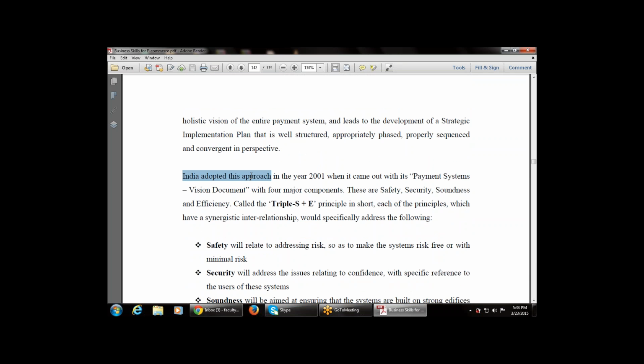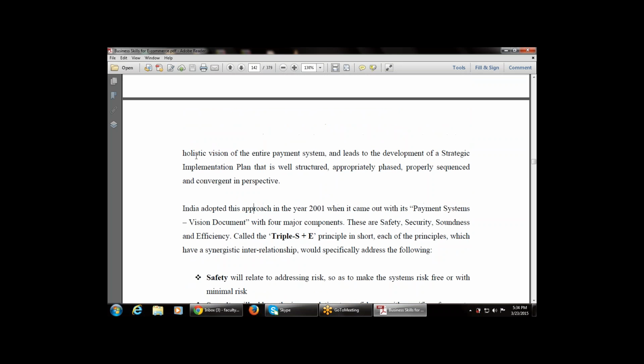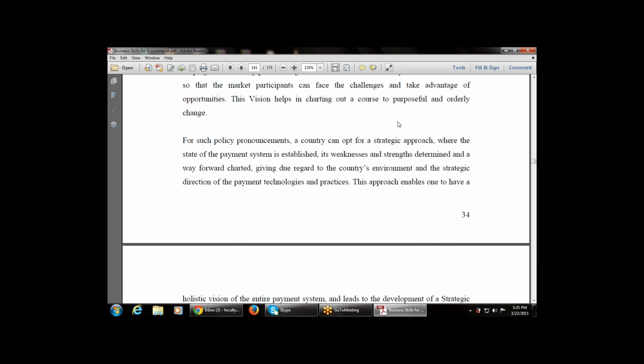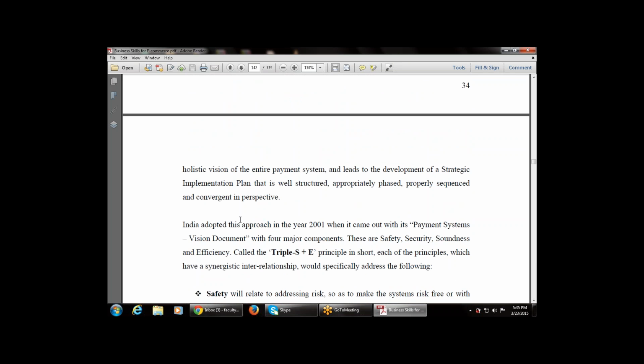India adopted a holistic vision of the e-payment system, that is, a strategic implementation plan. That is a strategic approach where the state of the payment system is established and its weaknesses and strengths are charted against each other. So this is one of the approaches that is used.